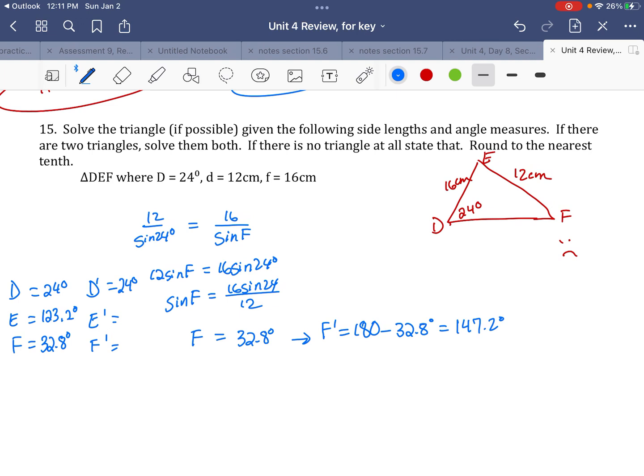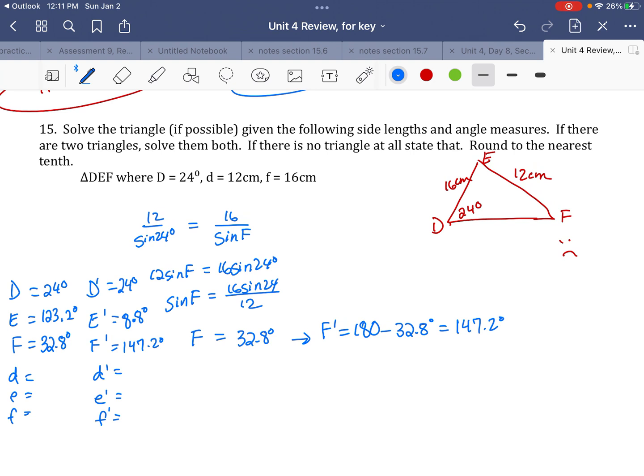All right, so let's see. Alternate F has to be 147.2. So let's do 180 minus 147.2 minus 24. Oh, and I do get 8.8. So there is space for another triangle. All right, so now we need D, E, and F, and alternate D, alternate E, alternate F.